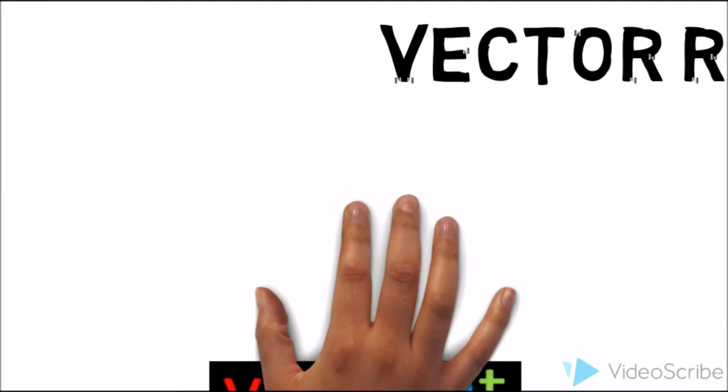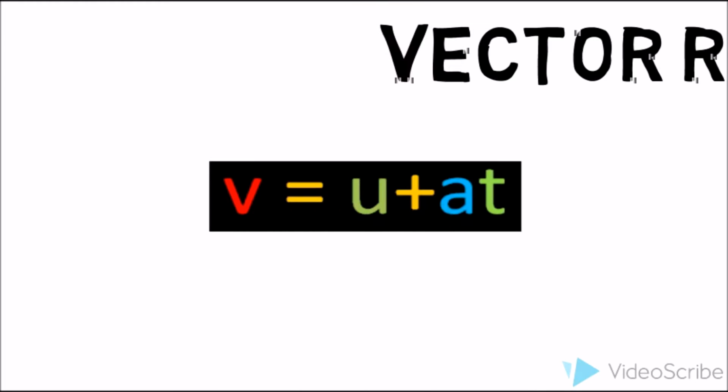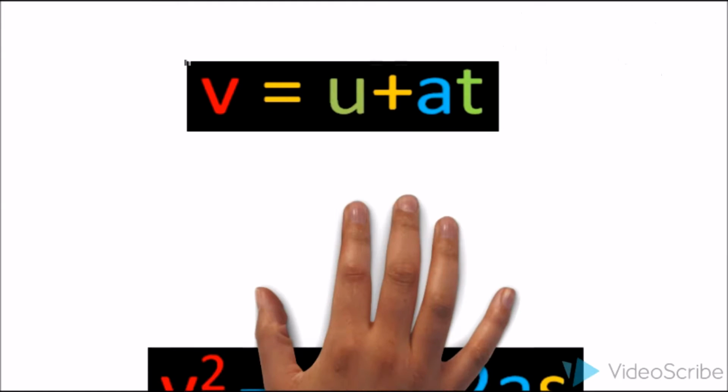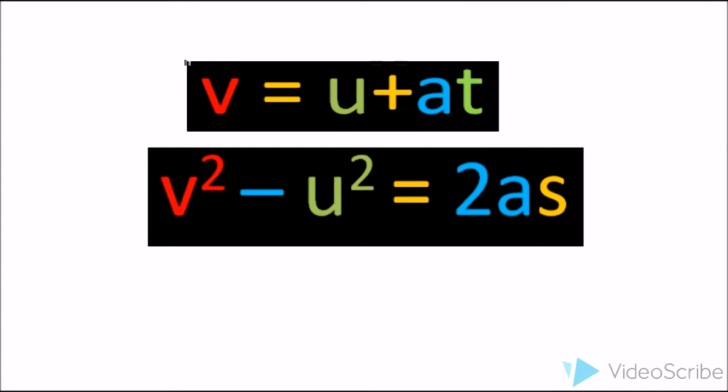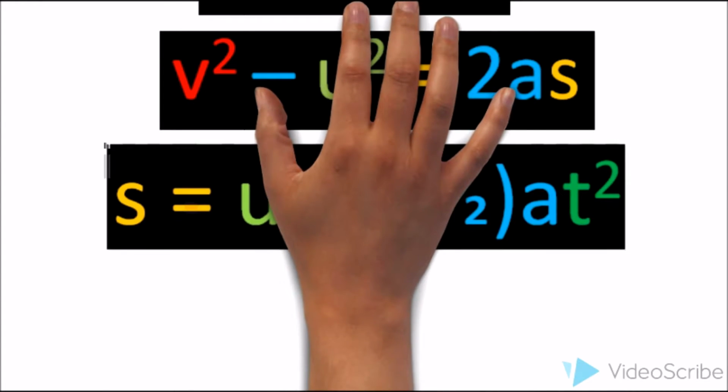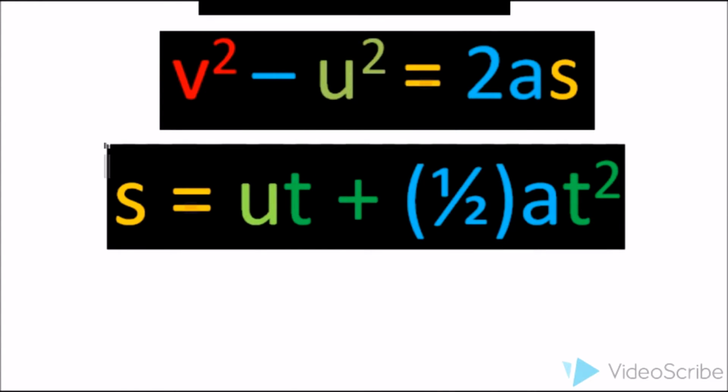So let us recall our kinematic concepts. Final velocity equals initial velocity plus acceleration multiplied by time. Final velocity square minus initial velocity square gives us 2 times acceleration multiplied by displacement. Displacement equals initial velocity multiplied by time plus half times acceleration multiplied by time square.